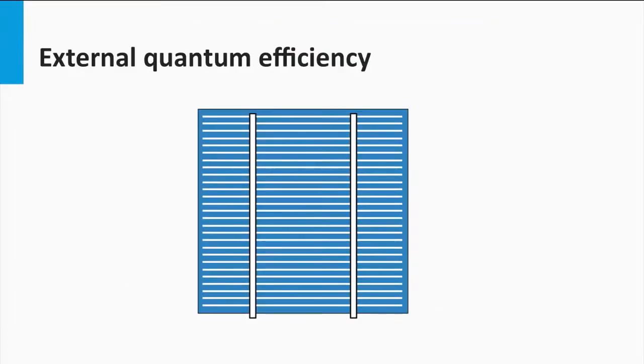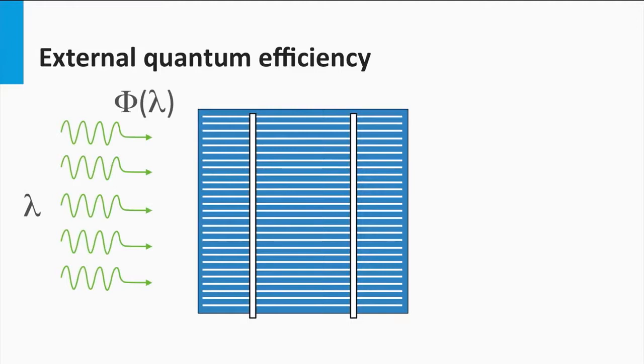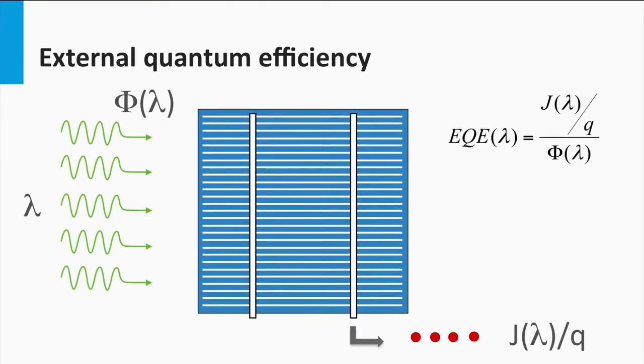Now we are going to look in more detail how spectral utilization of a solar cell can be determined and measured. For that, we introduce the external quantum efficiency. Here we see a solar cell. Let's consider a certain amount of photons at a certain wavelength which are incident on the solar cell. These photons will generate electrons collected at the terminals. The external quantum efficiency is the number of electrons collected at the terminals per incoming photon at a certain wavelength.